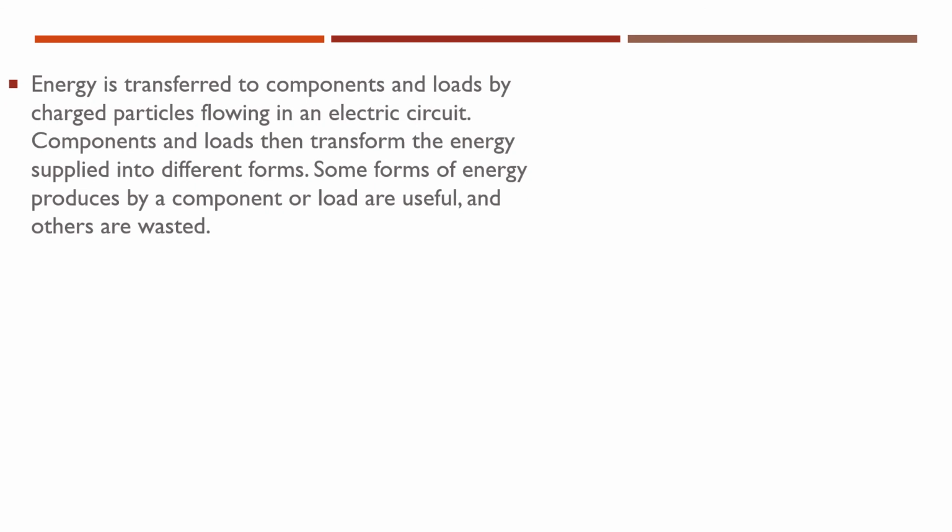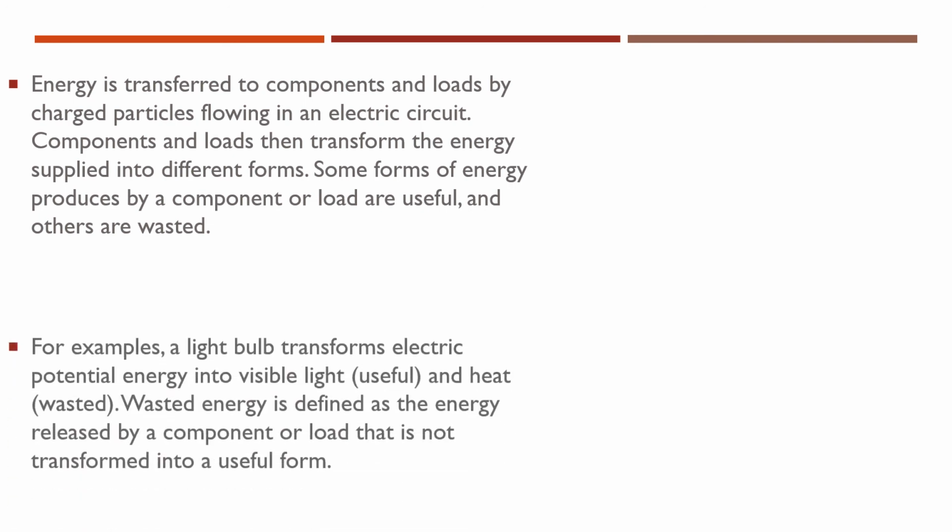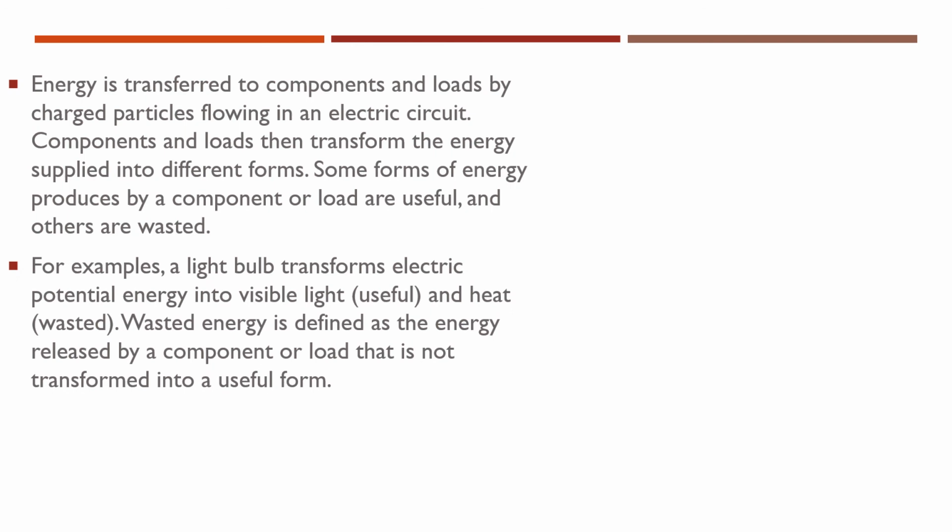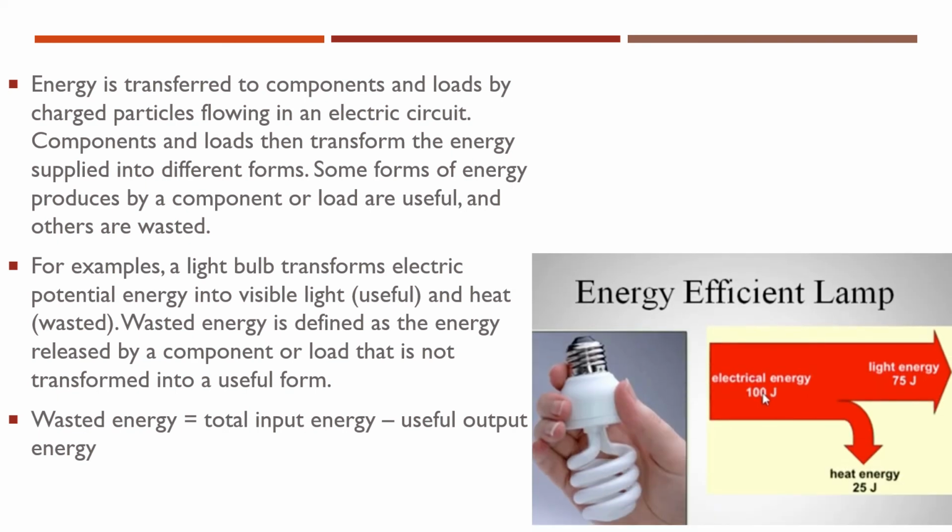Okay, energy is transferred to components and loads by charged particles flowing in an electrical circuit. Components and loads then transform the energy supplied into different forms. Some forms of energy produced by a component or load are useful, and some others are wasted. So in a light bulb example, light is useful, heat is wasted. To calculate wasted energy, you take the total input energy and subtract the useful output energy, and that's how you find the wasted energy.